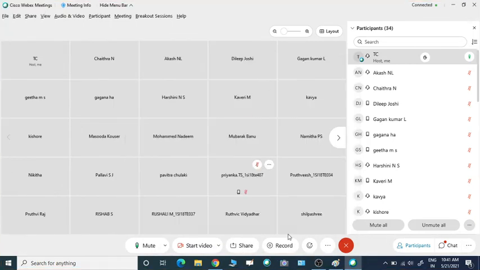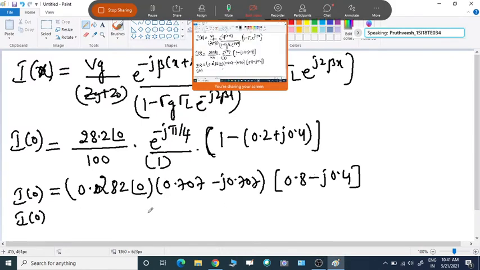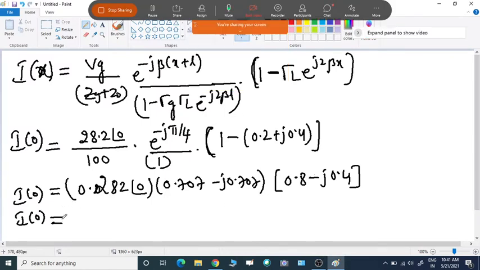Okay, what's the answer? I of 0. And similarly find out what is I of lambda by 8.